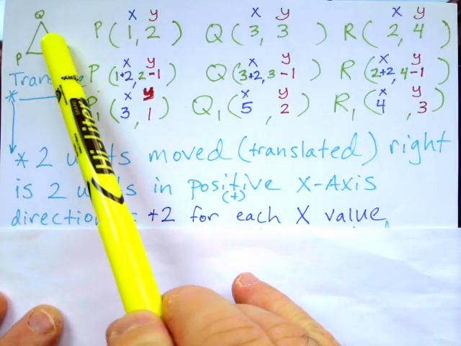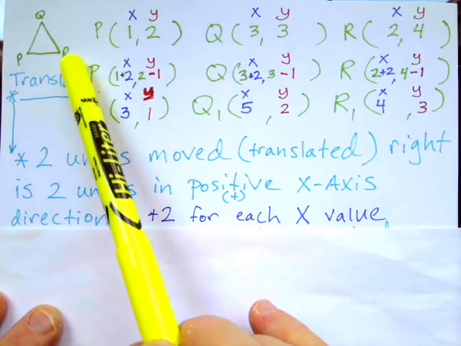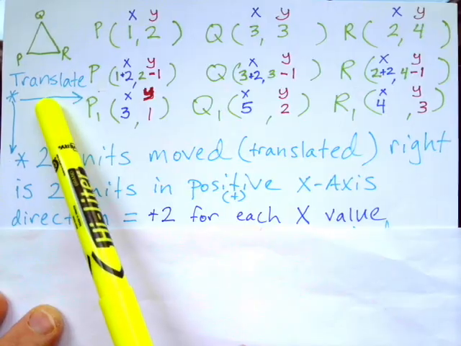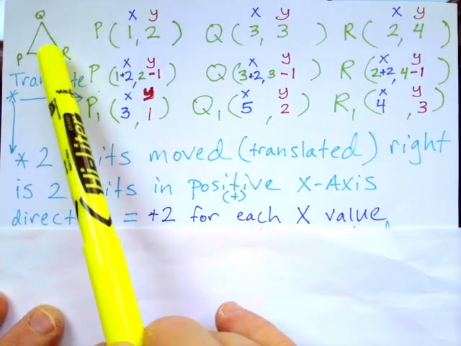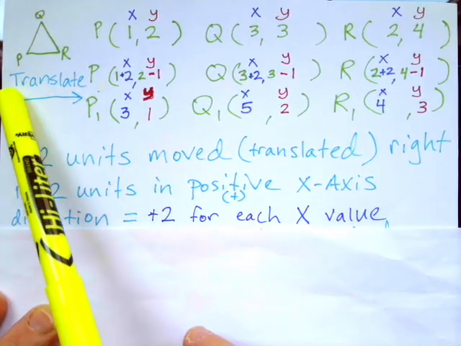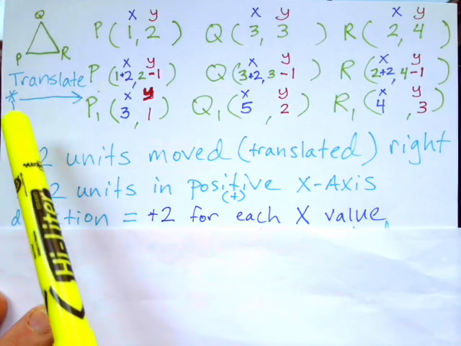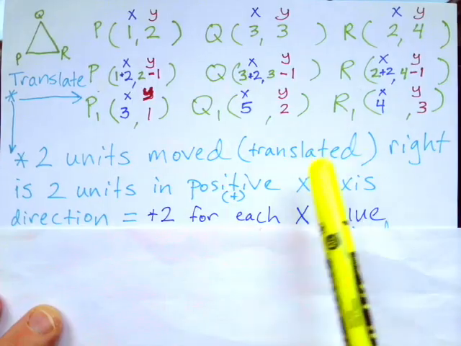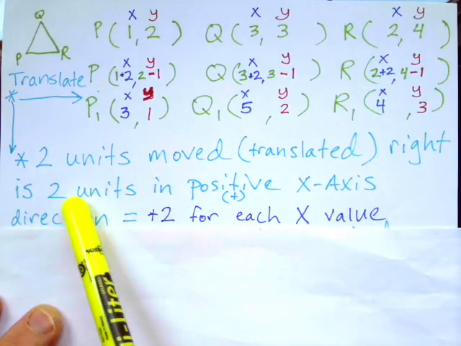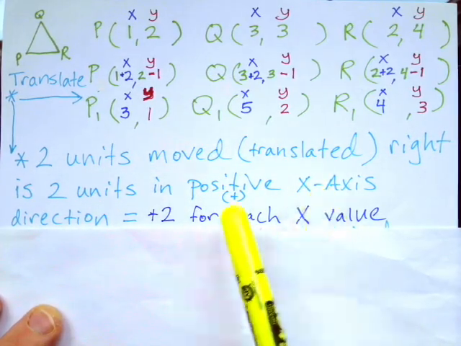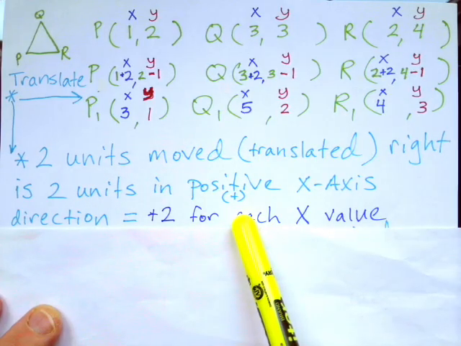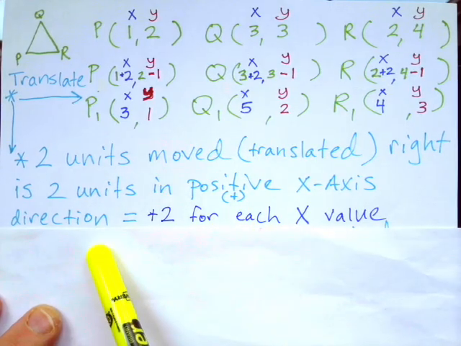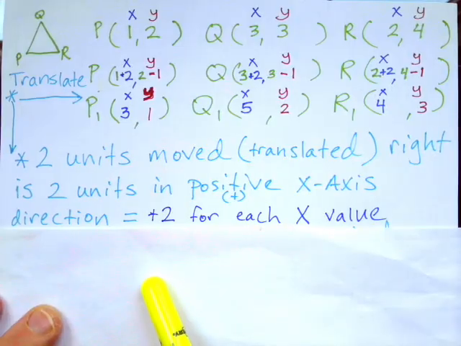All right, so we have triangle P, Q, and R. We're asked to first translate each of these points, and translate just means move, left, right, up, or down. We're asked to translate 2 units to the right in the positive direction, right? So I'm going to go over that first. We're also asked to translate 1 unit down, and I'm going to go over that second. I don't want to go too fast or confuse anybody.